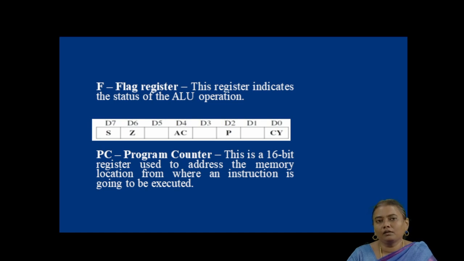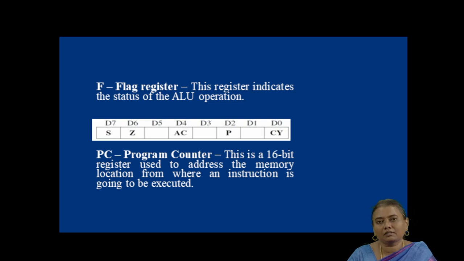Then the zero flag. When we are doing any calculation, suppose you are going to compare 2 numbers, then you have to subtract the 2 numbers. The result may be 0, or it may be plus, or it may be minus. If the result is 0, then the 2 numbers are equal. So when the result of any operation is 0, the zero flag will be set, otherwise it will be reset.